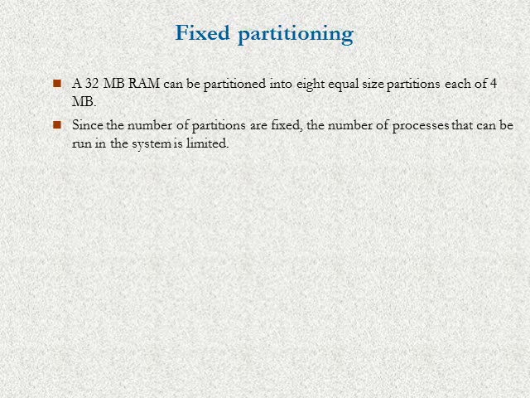Let's suppose that we have a main memory of size 32 megabyte and it can be partitioned into chunks of 4 megabyte each. So a total of 8 equal size partitions will be there on this main memory. As you can see that there are 8 partitions on this main memory, so the number of processes that can be loaded onto this main memory at any particular point in time can be limited by 8.